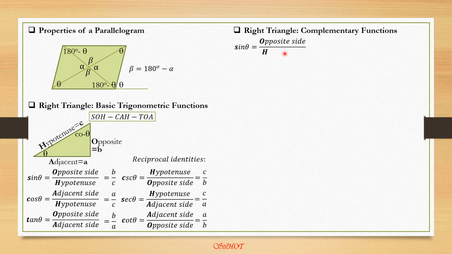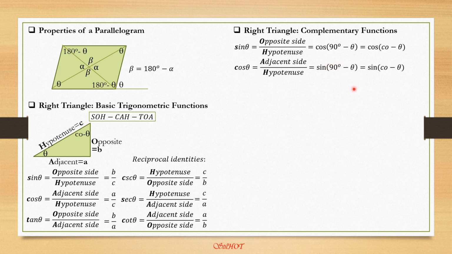So sine theta is opposite side over the hypotenuse. Therefore, it is also cosine of 90 degrees minus theta, or the other way, cosine of the complement of theta. So it's the same. Cosine of theta is adjacent side over the hypotenuse, and therefore it is the sine of the quantity 90 degrees minus theta, or sine of the complement of theta, because the opposite side of the complement is the adjacent side, and the hypotenuse remains the hypotenuse.